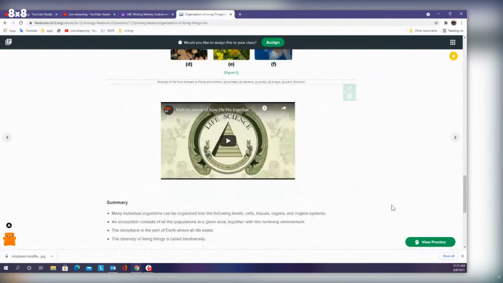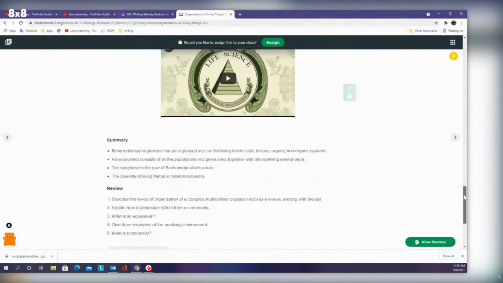And finally, here's the summary: many individual organisms can be organized into the following levels: cells, tissues, organs, and organ systems. An ecosystem consists of all the populations within a given area together with the non living environment, biotic and abiotic. And the biosphere is the part of Earth where all life exists. And finally, the diversity of all living things is called biodiversity.